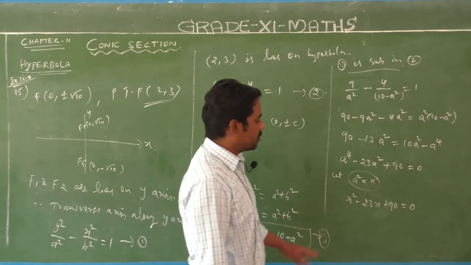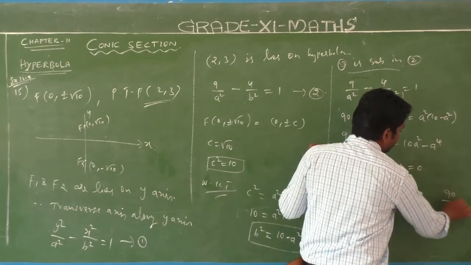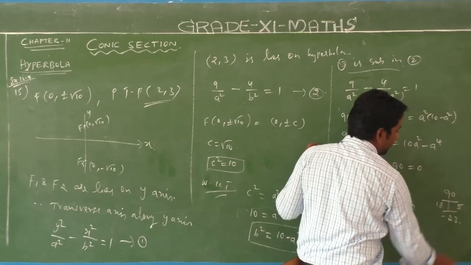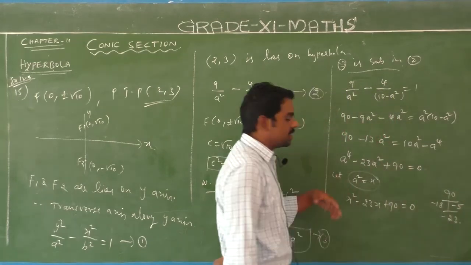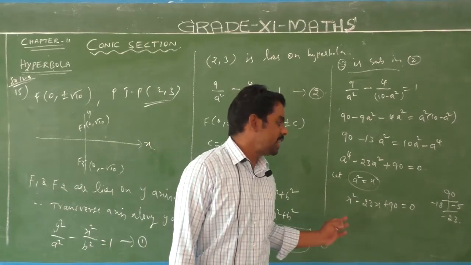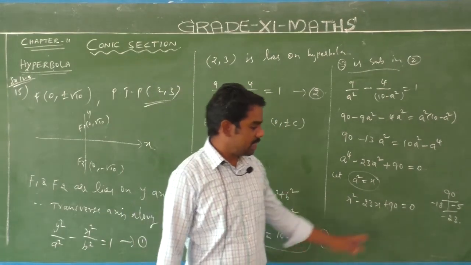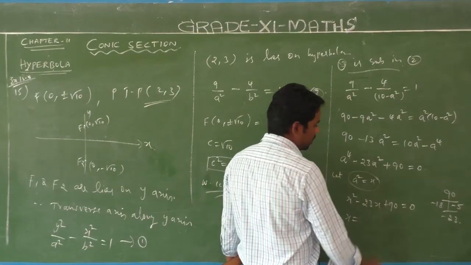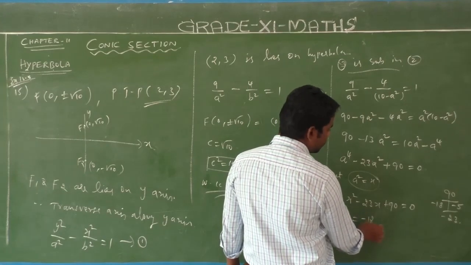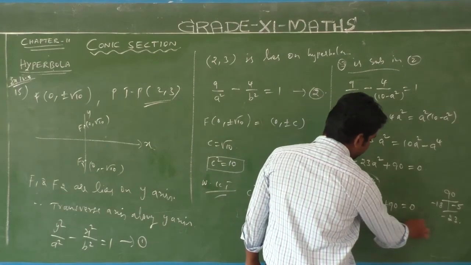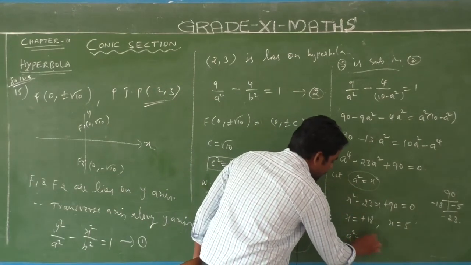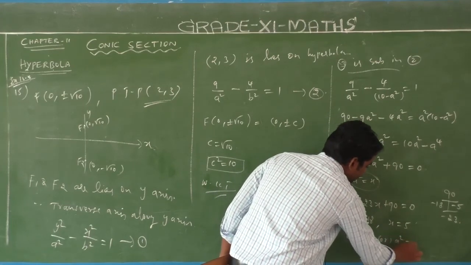Factorize this quadratic equation. The product of the two values is 90 and their sum is minus 23. Minus 18 into minus 5 is plus 90, and minus 18 plus minus 5 is minus 23. So x equals 18 and x equals 5. Since x is a squared, a squared equals 18 or a squared equals 5.